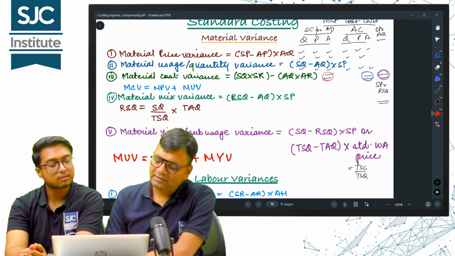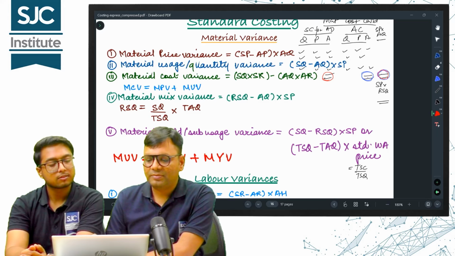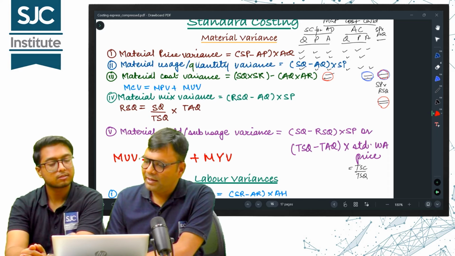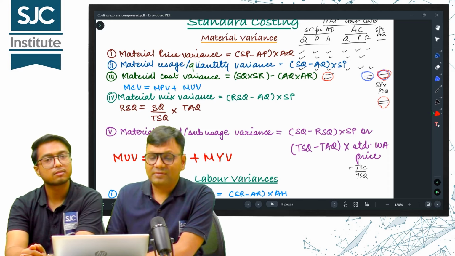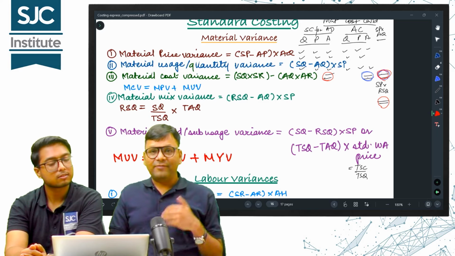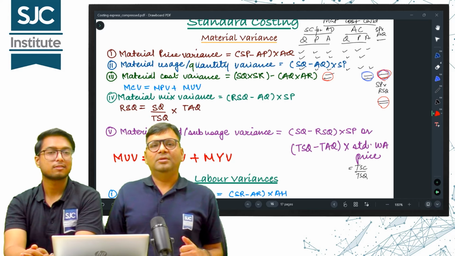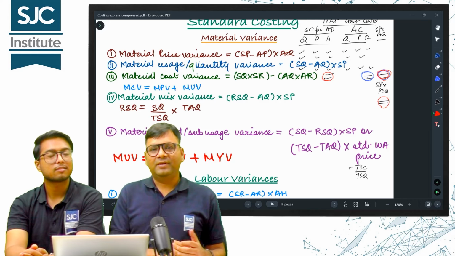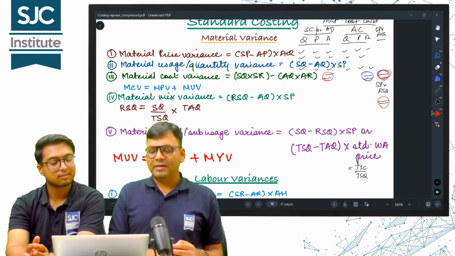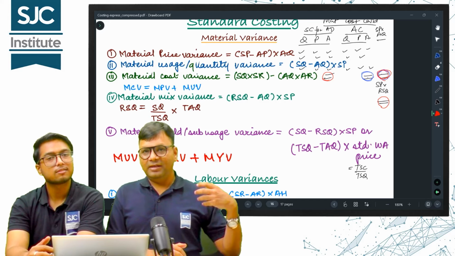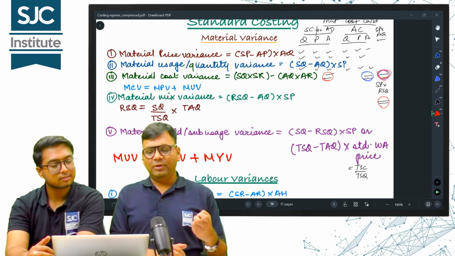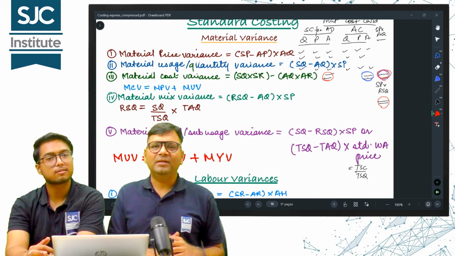Similarly, for mix variance, you can open the bracket RSQ into SP minus AQ into SP. RSQ into SP is this one and AQ into SP is this one. So this will help you to save your time in solving the question. But always remember, you have to write adverse and favorable after every variance. You can cross check your material usage variance, which will be equal to material mix variance plus material yield variance.